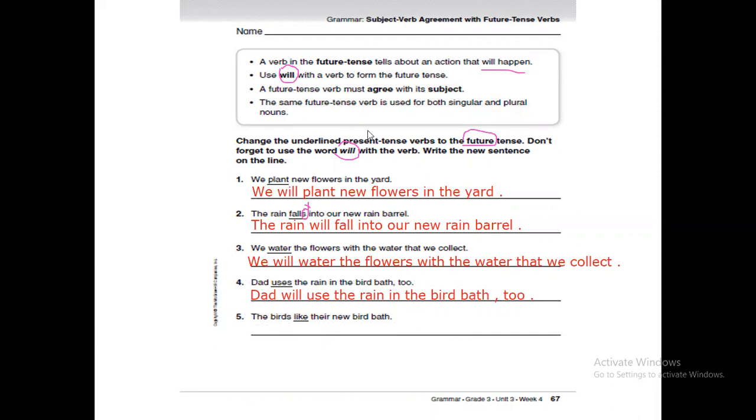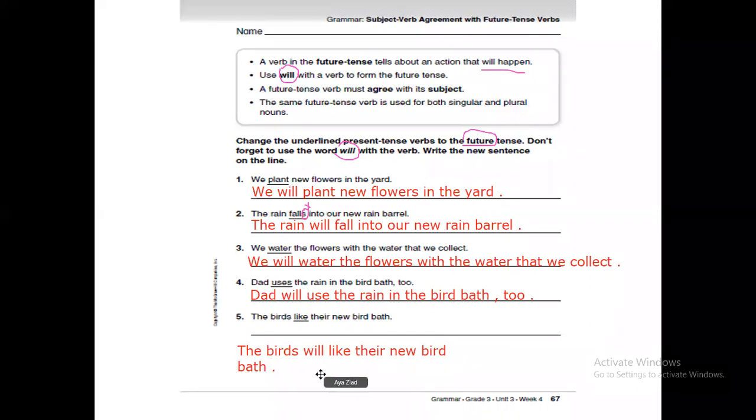The birds like their new bird bath. The birds like, or they will like. We want to make it future, they will like. So the birds will like their new bird bath. Period at the end of the sentence.